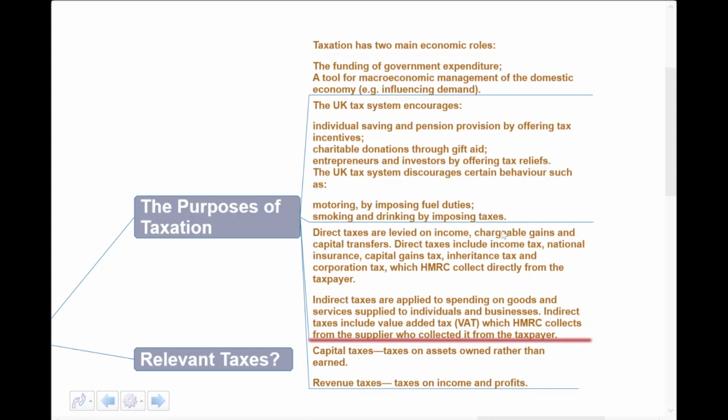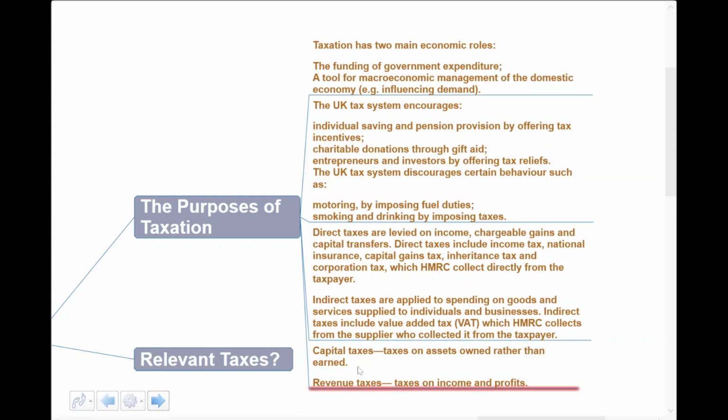Outside of that, what do we mean by indirect? Well, by indirect, we mean applied to spending. The classic one, obviously, is VAT, or value added tax. Registered VAT suppliers or businesses are effectively unpaid collectors. They collect it from customers by charging VAT and have to hand it over every quarter. So in summary, most taxes are direct, and the one main indirect tax is VAT.